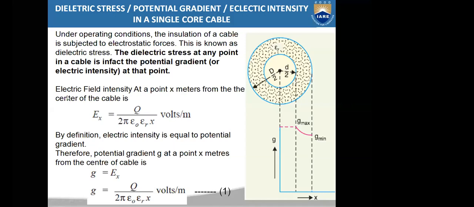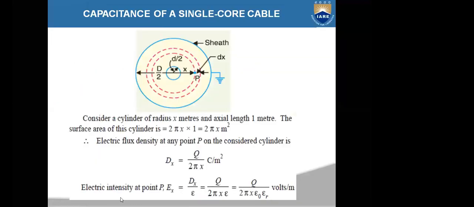The electric field intensity at a point x meters from the center of the cable is Ex equal to Q by 2 pi epsilon naught epsilon r x. We already derived this value in the previous case. So this electric intensity at a point x meters from the center of the cable, Ex, is equal to Q by 2 pi x into epsilon naught epsilon r. I am taking this value directly here.